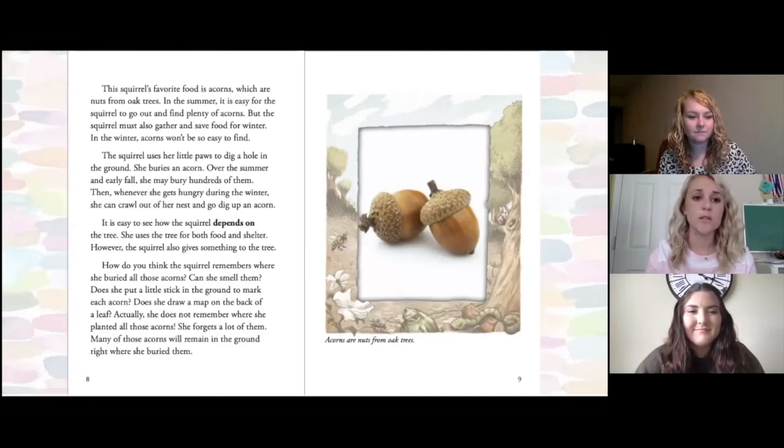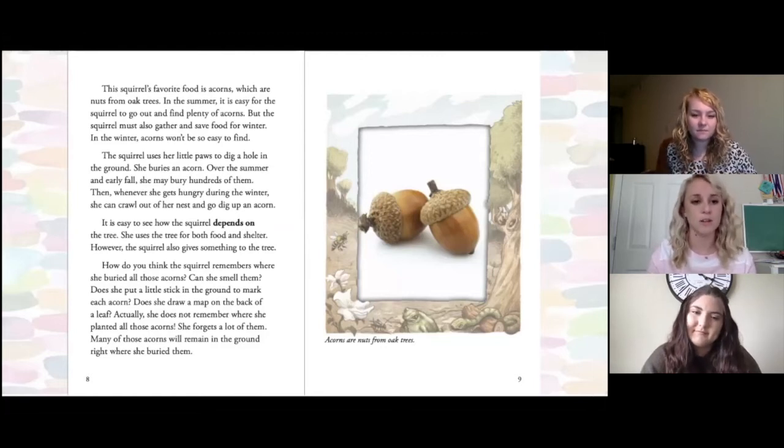The squirrel uses her little paws to dig a hole in the ground. She buries an acorn. Over the summer and early fall, she may bury hundreds of them. Then, whenever she gets hungry during the winter, she can crawl out of her nest and go dig up an acorn. It is easy to see how the squirrel depends on the tree. She uses the tree for both food and shelter.